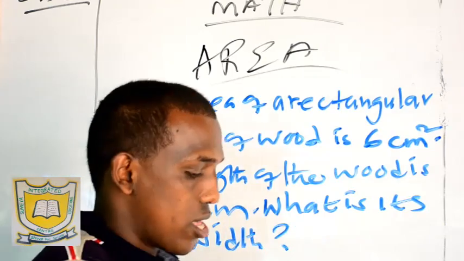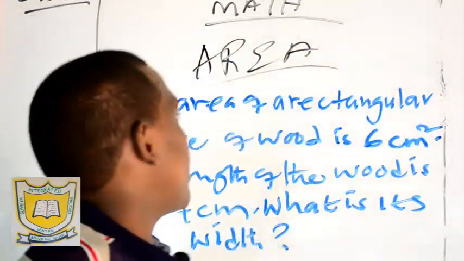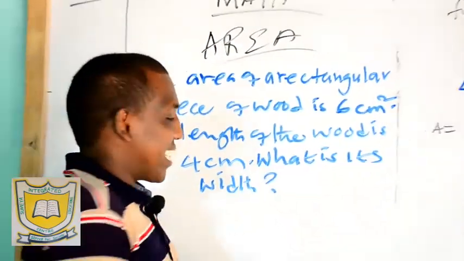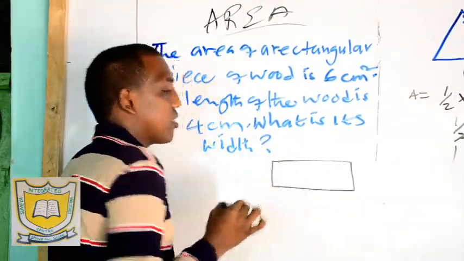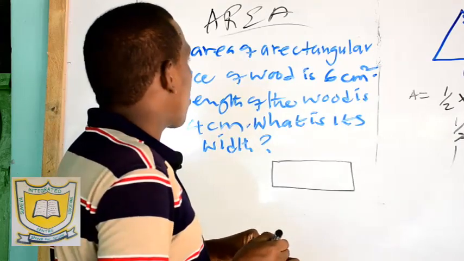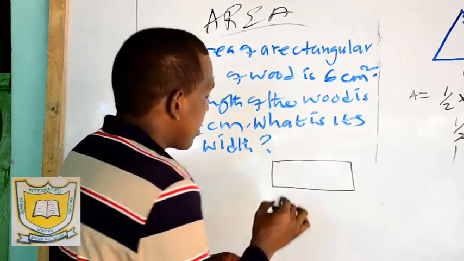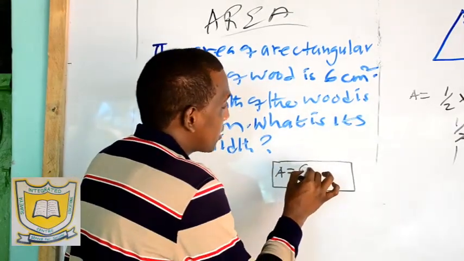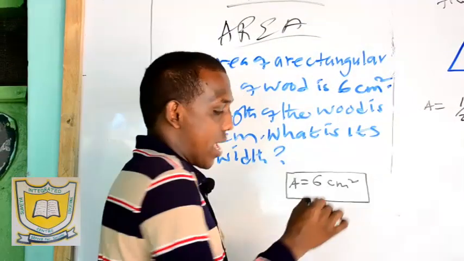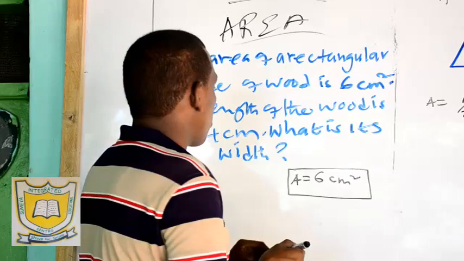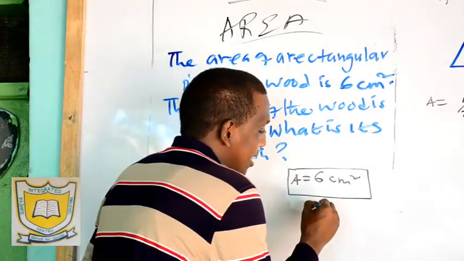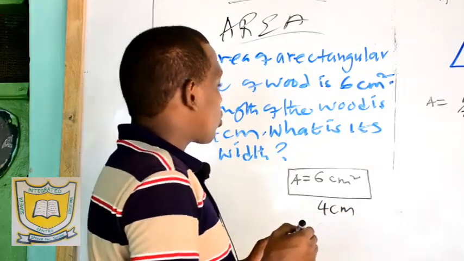What is its width? Now they're asking, they said a rectangular wood piece of land, it's a rectangle. The whole area is 6 centimeter squared. The length of the wood is 4 centimeter. So what is its width?